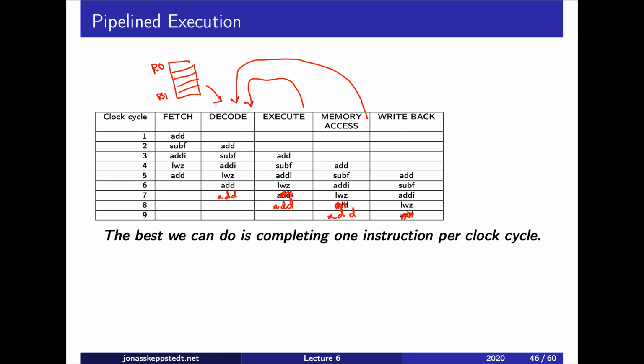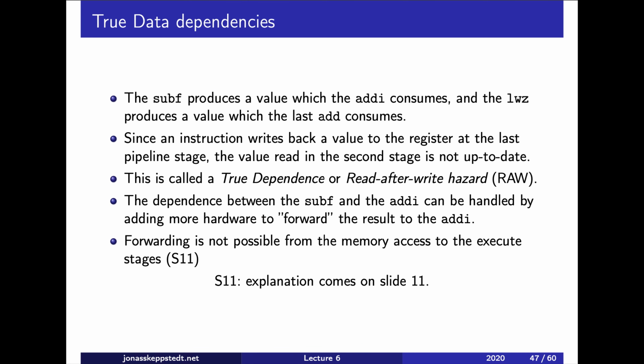This empty slot is called a pipeline stall or pipeline bubble. Okay, so we have a dependence when one instruction produces a value and another reads it. For compilers, it's called dependence, true dependence, and among hardware designers, it's called read after write hazard.